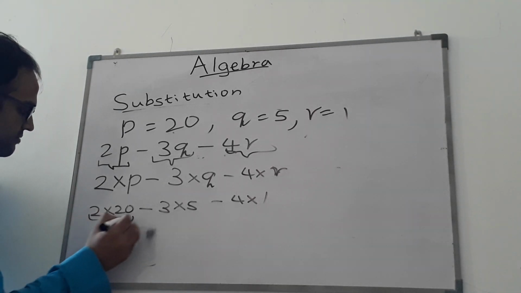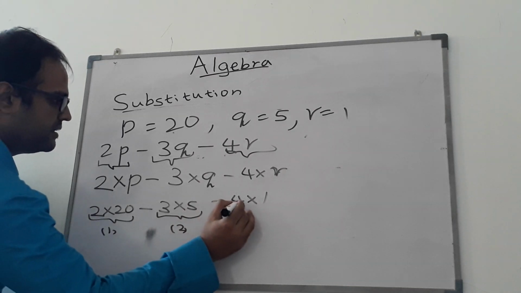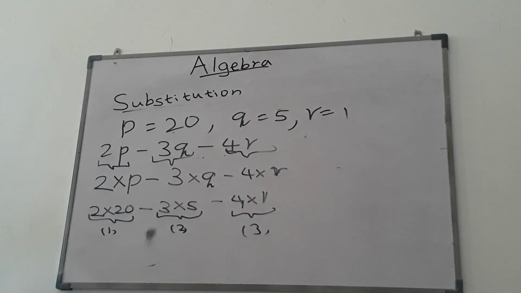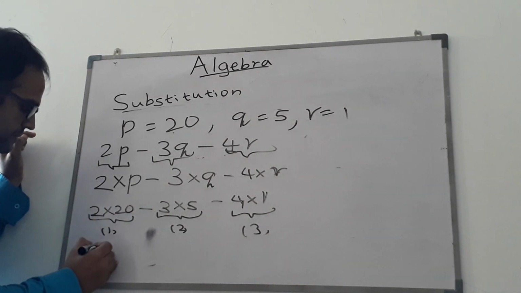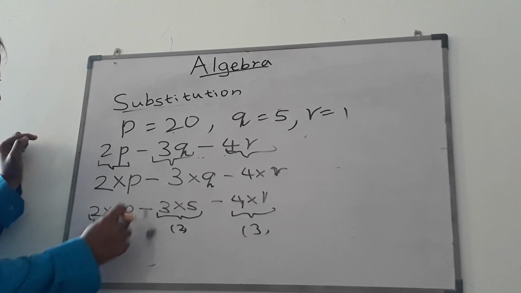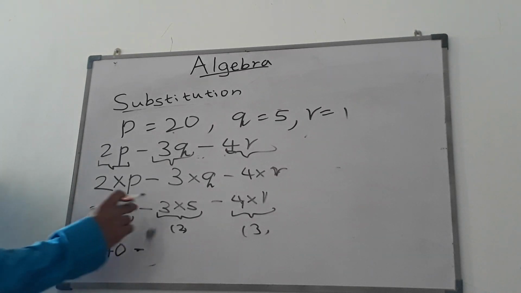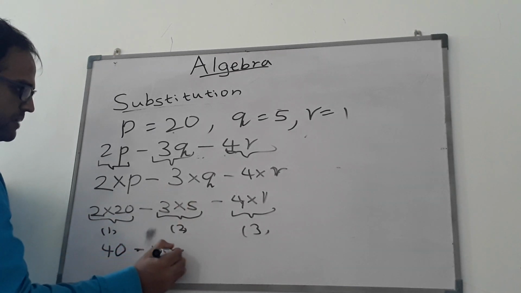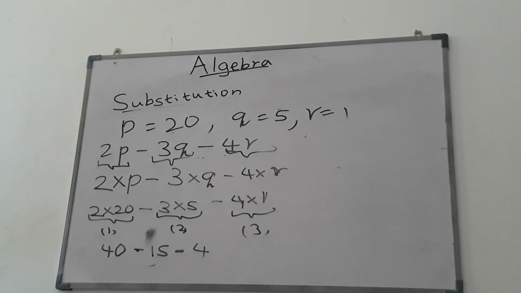This is the first product, this is the second product, and finally this is the third product. First I am going to write the first product. 2 times 20 means 40. Keep the minus mark the way it is. Then the second product, 3 times 5, 15. Again the minus mark. Third product means 4 times 1, 4. Now we can do the subtraction part.